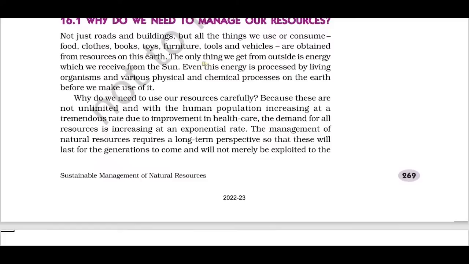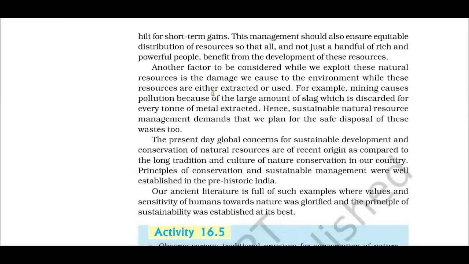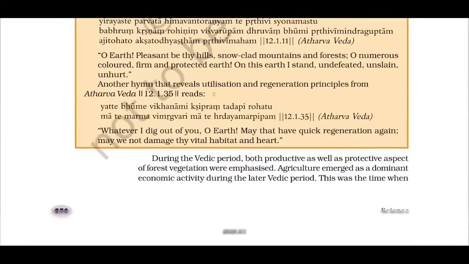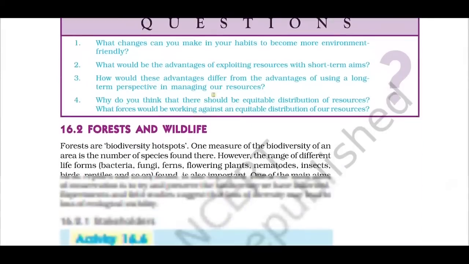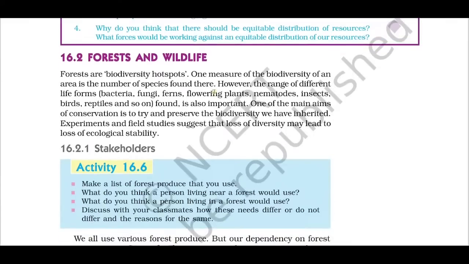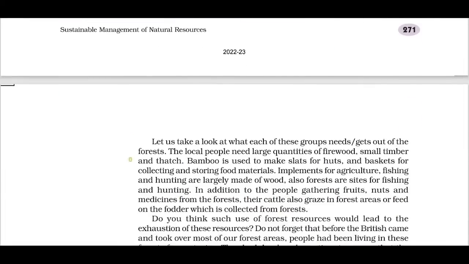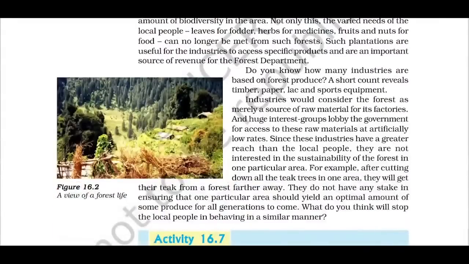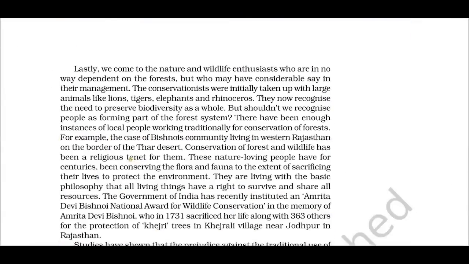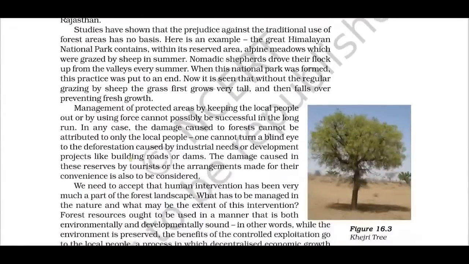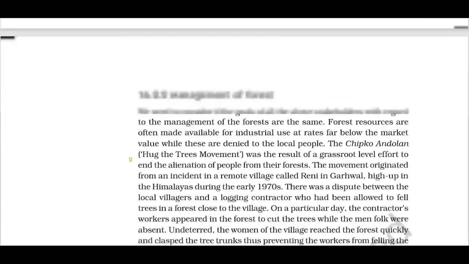Why do we need to manage our resources? Who are stakeholders? Who depends on them? All these are important questions from this chapter. And also, what are biodiversity hotspots? Importance of biodiversity hotspots, stakeholders. Who are the stakeholders? So you can go through this chapter, a very simple chapter.